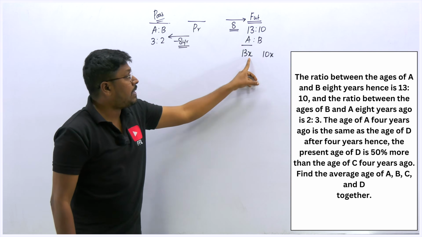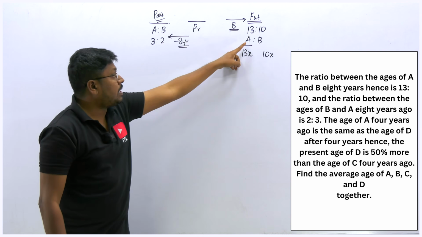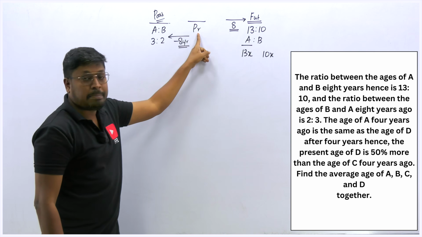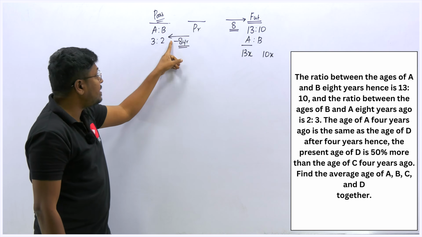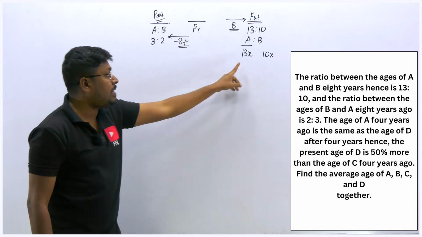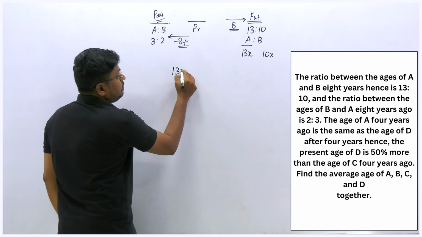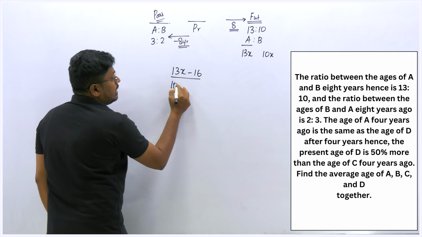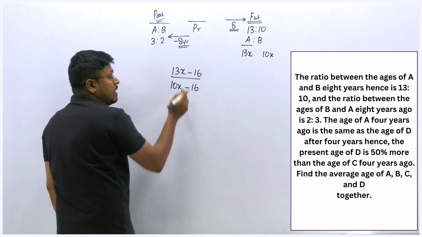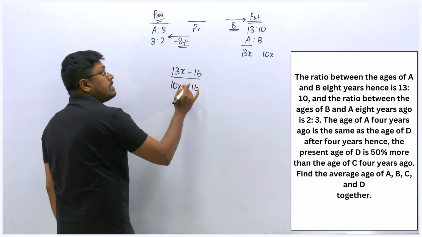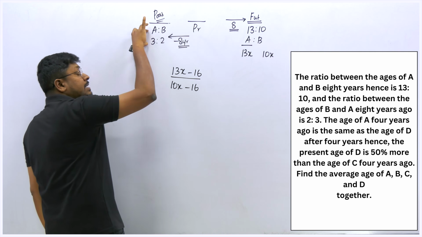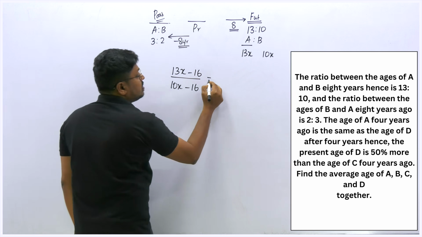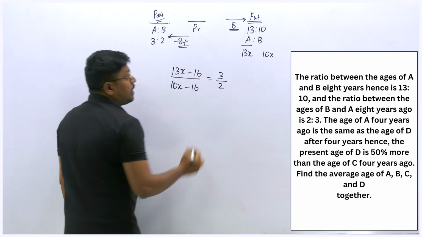So future age of A is how much? 13x, right? So 13x minus 8 to the present, again minus 8 to the past, which becomes this ratio. That means 13x minus 16 divided by the second person, 10x minus 16. So now these two persons' ages are in the past. So 8 years back, what is the ratio? 3:2. So friends, understood how I wrote this, right?